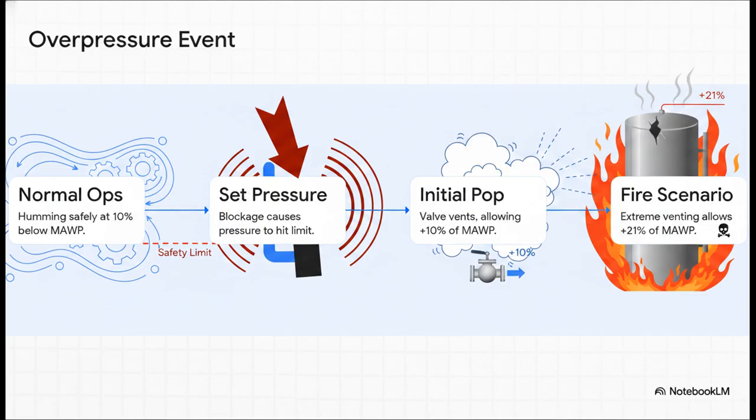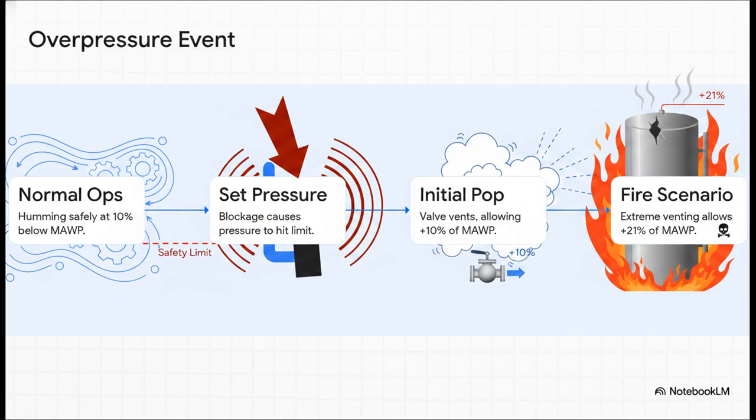Step 1. The plant is humming along at its normal operating point, comfortably 10% below the safety limit. Step 2. A blockage occurs. Pressure suddenly spikes to the set pressure, the absolute limit. Step 3. The relief valve experiences its initial pop. It starts venting. At this point, pressure is actually allowed to climb up to 10% over the limit to achieve the valve's full maximum relieving flow.